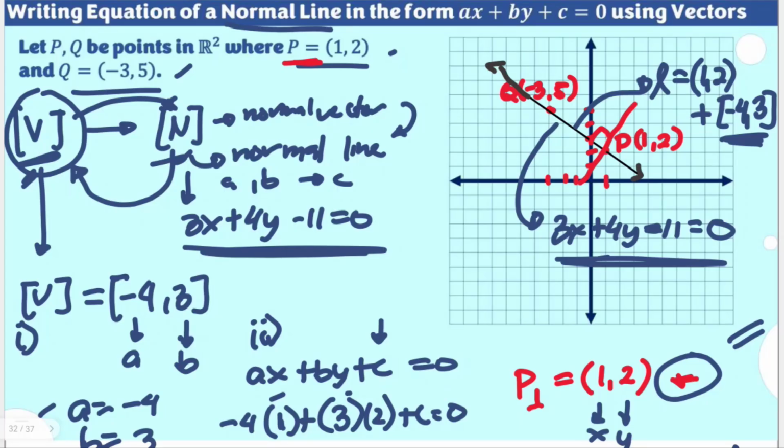We'll have one more example to this. The second example in the previous video talking about the equation of a line in the form ax plus by plus c is equal to 0 using different points. And we're also going to look at their relationships as well.